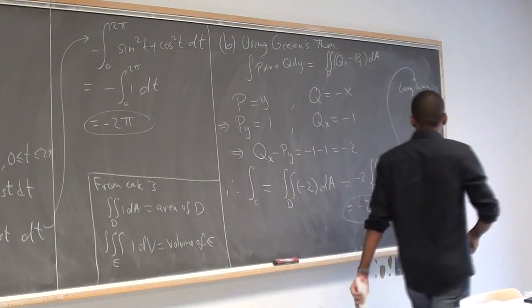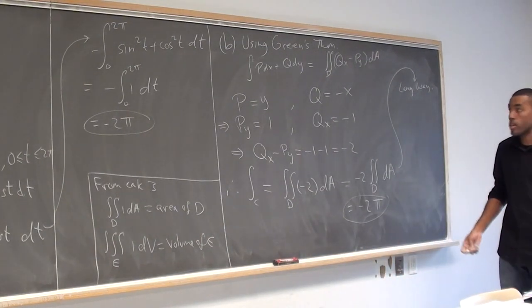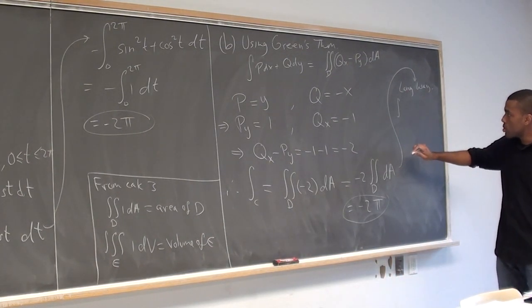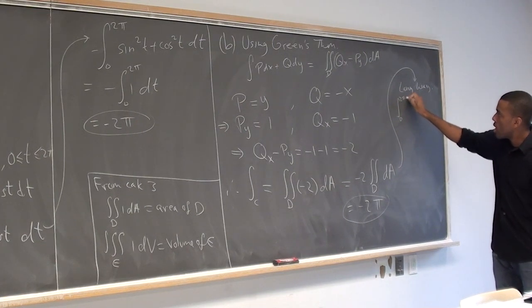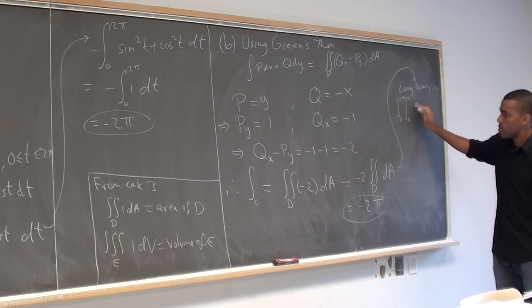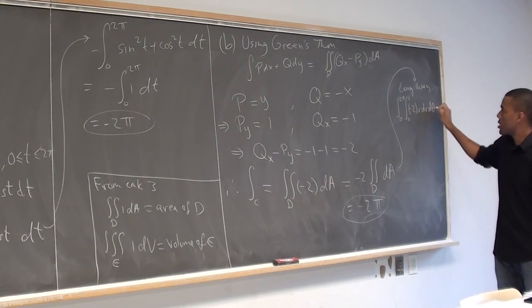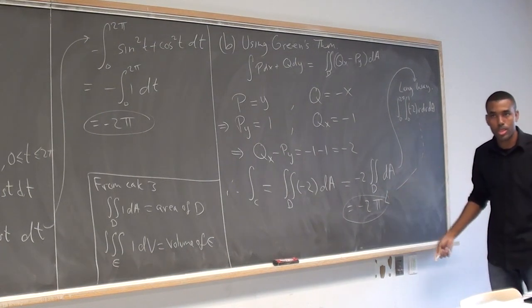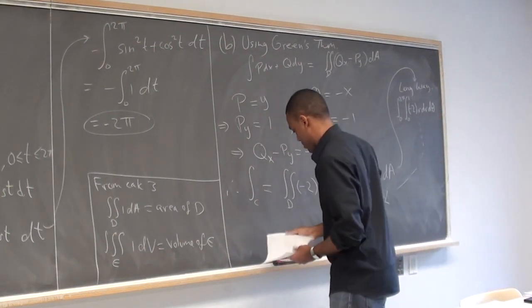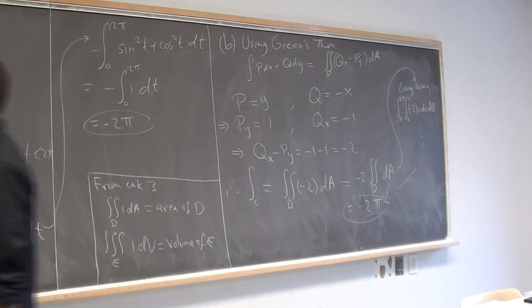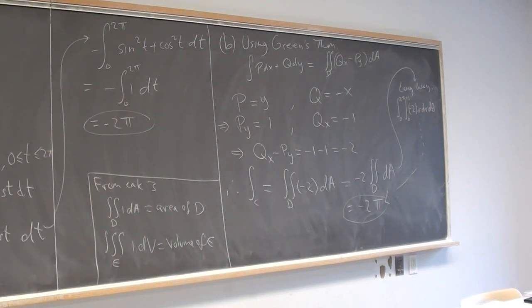The long way you could set up, I'd probably use polar, right? You'd say theta goes from 0 to 2 pi, r goes from 0 to 1 of minus 2 r dr d theta, right? And if you did all that, you would end up here eventually. Any questions? Is that all? That's it. That's Green's theorem, that's using it. And you're guaranteed to get a problem like this on the final. It always shows up in part 2 usually.